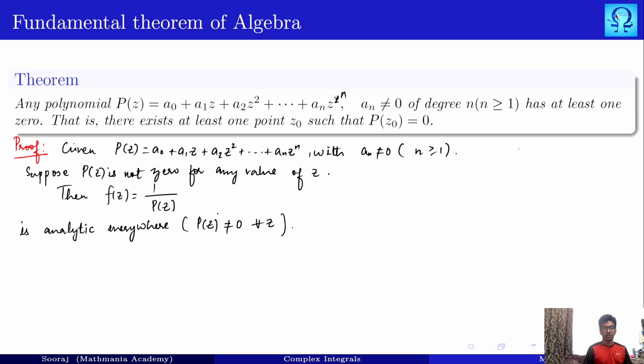If it is so, what? Every polynomial is an analytic function, and the denominator is not becoming 0 for any value of z, and the numerator is 1, which is a constant function, that is trivially analytic. The numerator as well as the denominator both are analytic, hence their quotient f of z must be analytic everywhere. So, analytic everywhere, that we can say as f of z is an entire function.